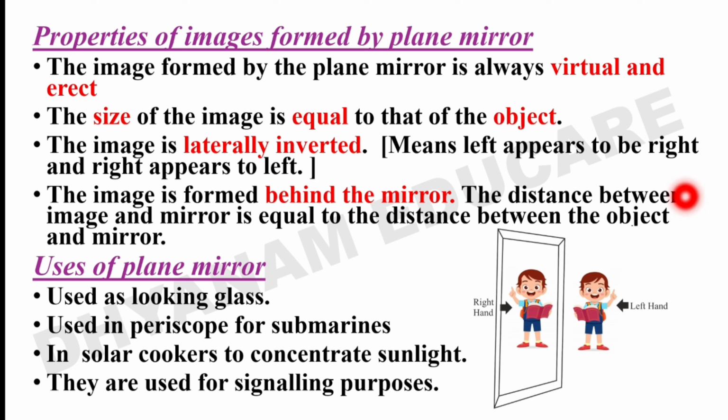Do you know where these plane mirrors are used? These plane mirrors are used in periscopes for submarines. It is used as a looking glass. It is used in solar cookers to concentrate sunlight. They are also used for signaling purposes. Understood?